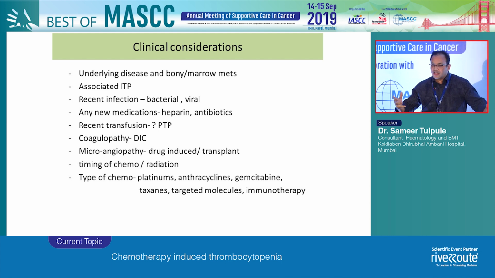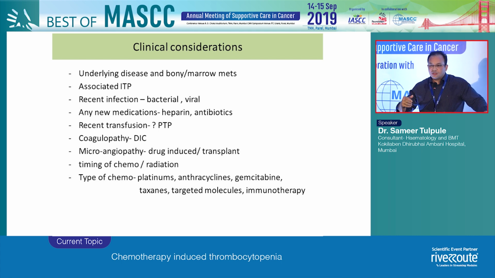The next thing, again rare but very important and causing significant morbidity, is a microangiopathic picture. So a high LDH, thrombocytopenia, schistocytes, fragments in the film, all these would point towards a thrombotic microangiopathic picture, and in fact giving platelets in these patients is actually dangerous. So a lot of factors need to be evaluated in each individual patient.